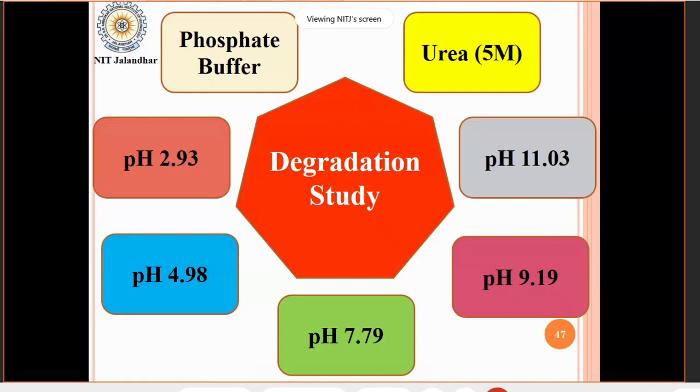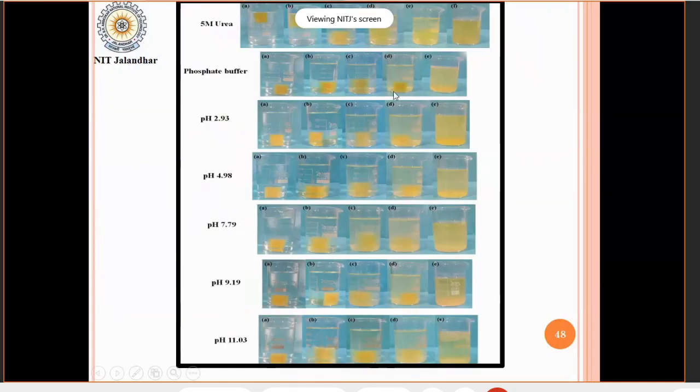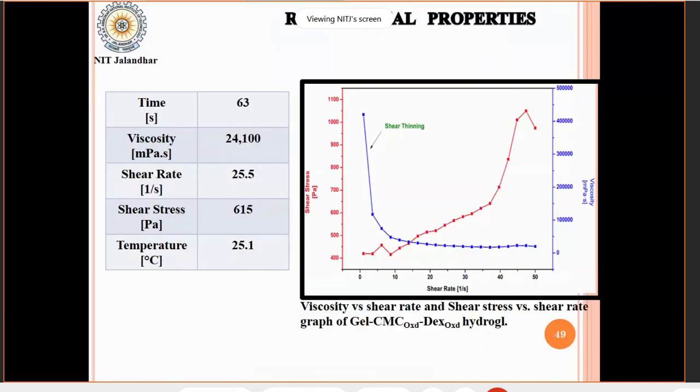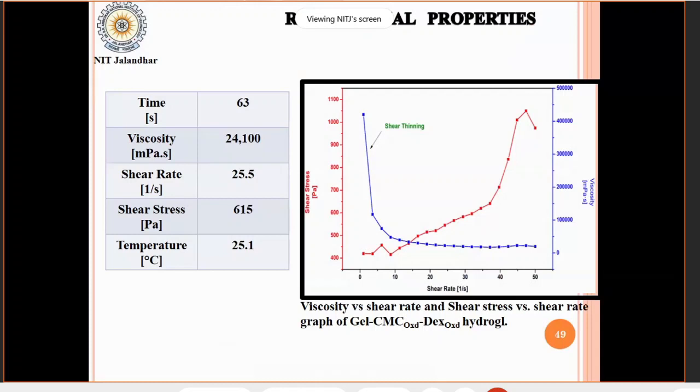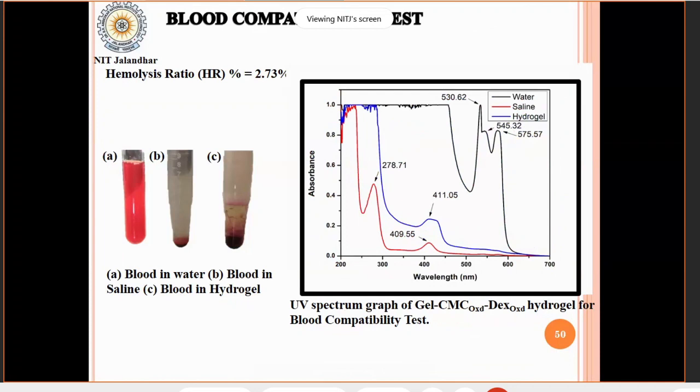Again, their stability was studied at degradation. They were studied at different pH levels, in phosphate buffer and 5 molar urea also. Their degradation behavior was studied. Then we also did some rheological studies and studied some mechanical properties with the help of the mechanical engineering department, and we found that they can be used for the preparation of artificial tissues. Then a blood compatibility test was also carried out. The hemolysis ratio was found to be around 2.73%.